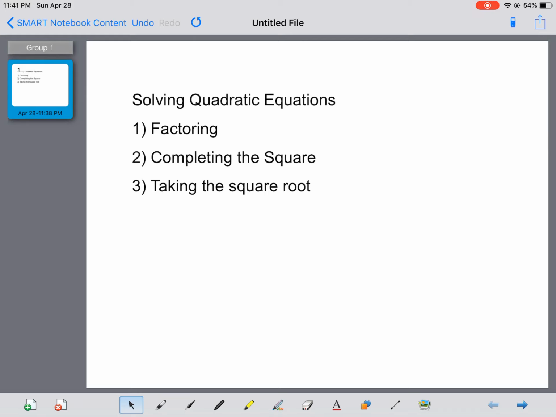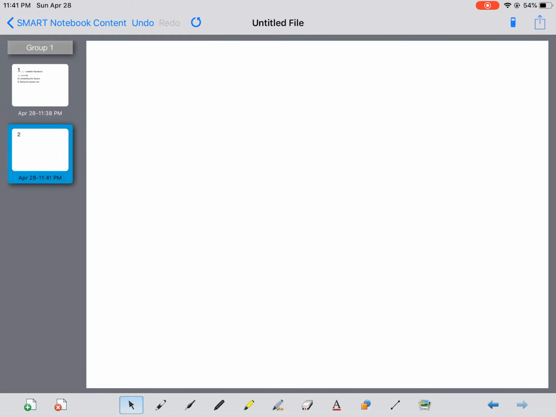Now, the good news is we've actually already learned how to solve an equation when taking the square root. There was a unit a while ago in our nonlinear functions unit, and we've already learned this, but now we're going to bring it back and add it to one of our methods of solving a quadratic equation. So let's begin. So let's write out a problem.